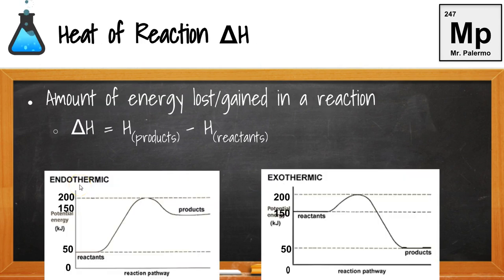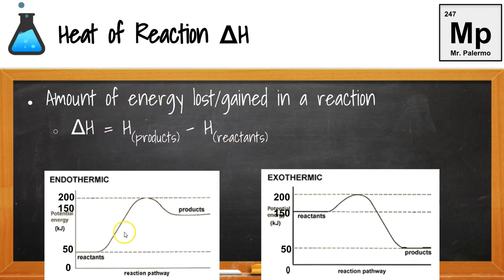Now let's look at the heat of reaction, the delta H. And we've covered this before on Table I, our delta H values for certain reactions. This is the amount of energy that's lost or gained in a reaction. So it's tracking the difference, or the change in energy. And so it's the energy of the products minus the reactants.